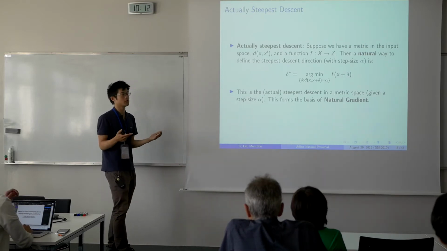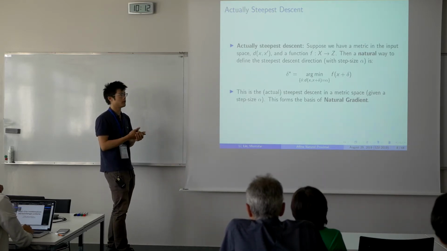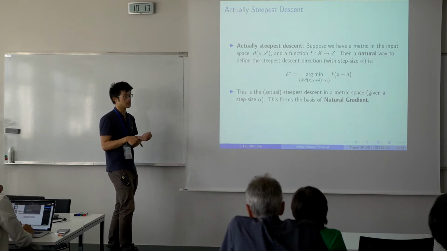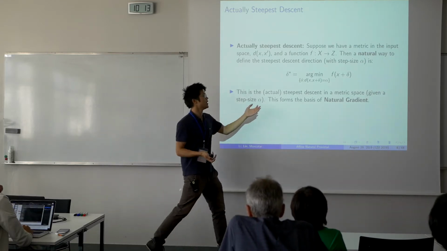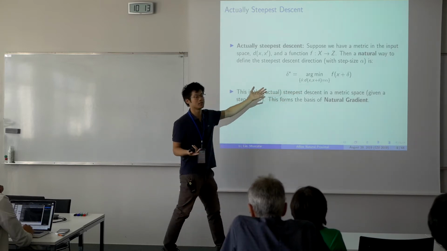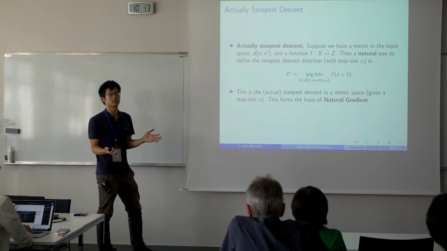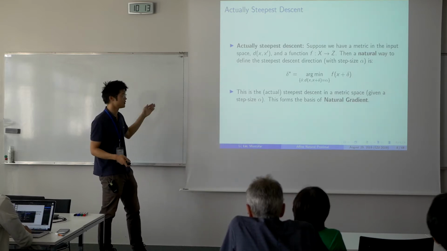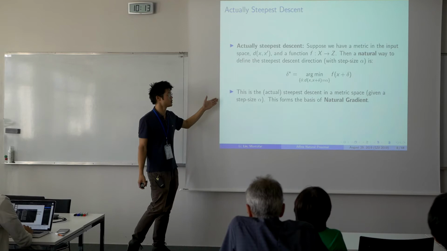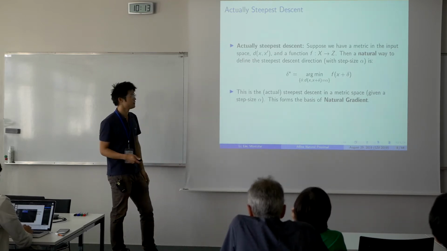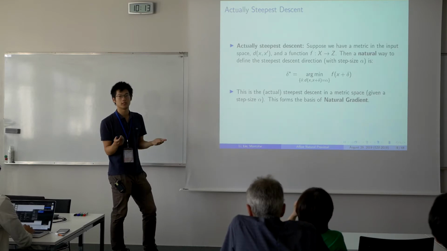Otherwise, if you're doing gradient descent in the naive way, you're just asking for the steepest direction when alpha is very close to 0, and so you might not get the steepest descent. You might oscillate a lot, like in the previous picture. So this is the actual steepest descent in metric space. This is the basis of the natural gradient.